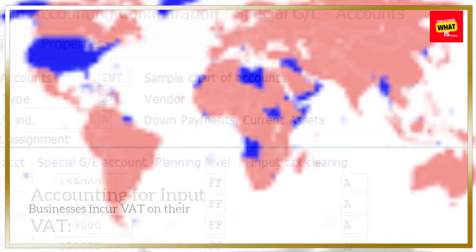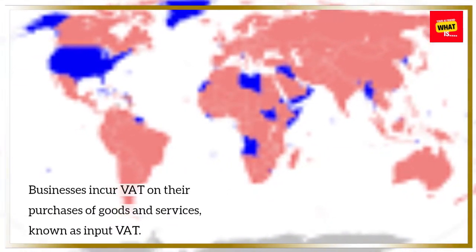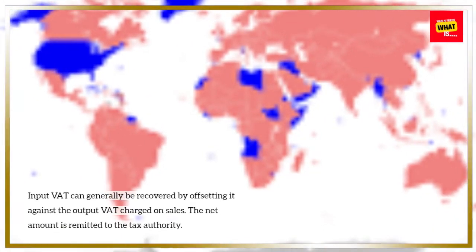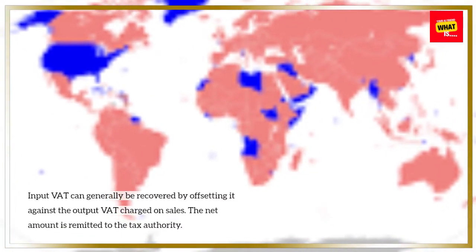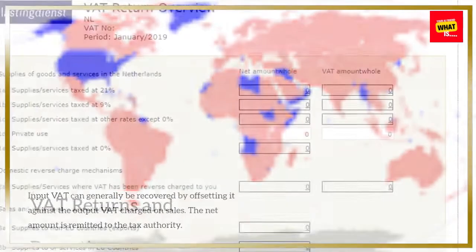Accounting for input VAT. Businesses incur VAT on their purchases of goods and services, known as input VAT. Input VAT can generally be recovered by offsetting it against the output VAT charged on sales. The net amount is remitted to the tax authority.